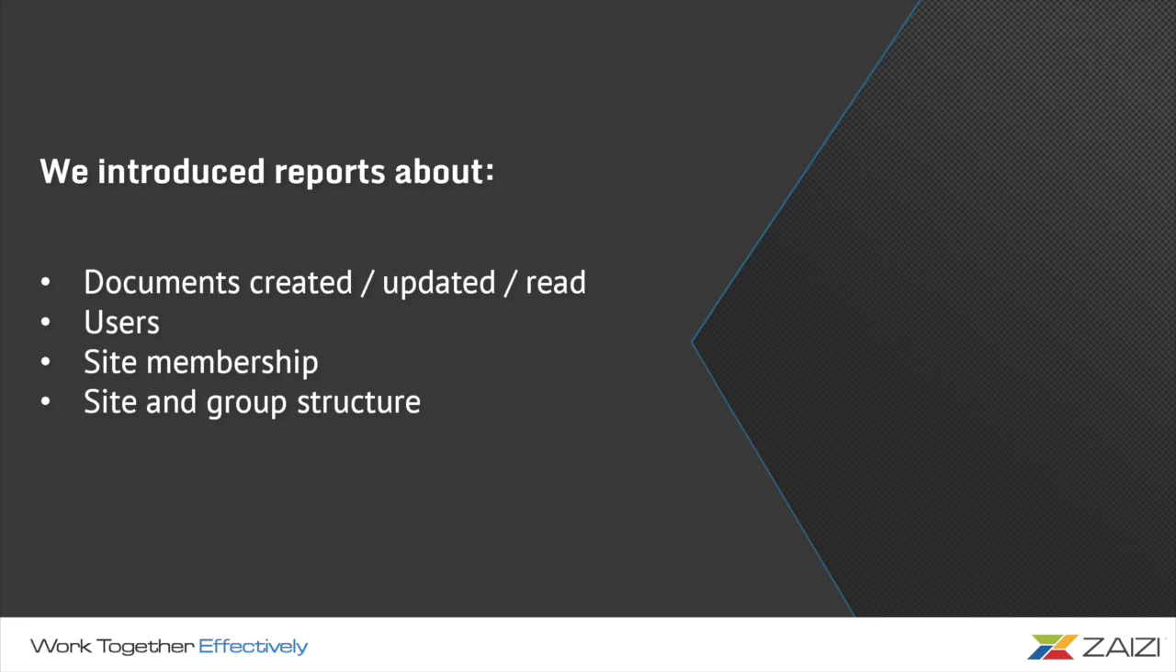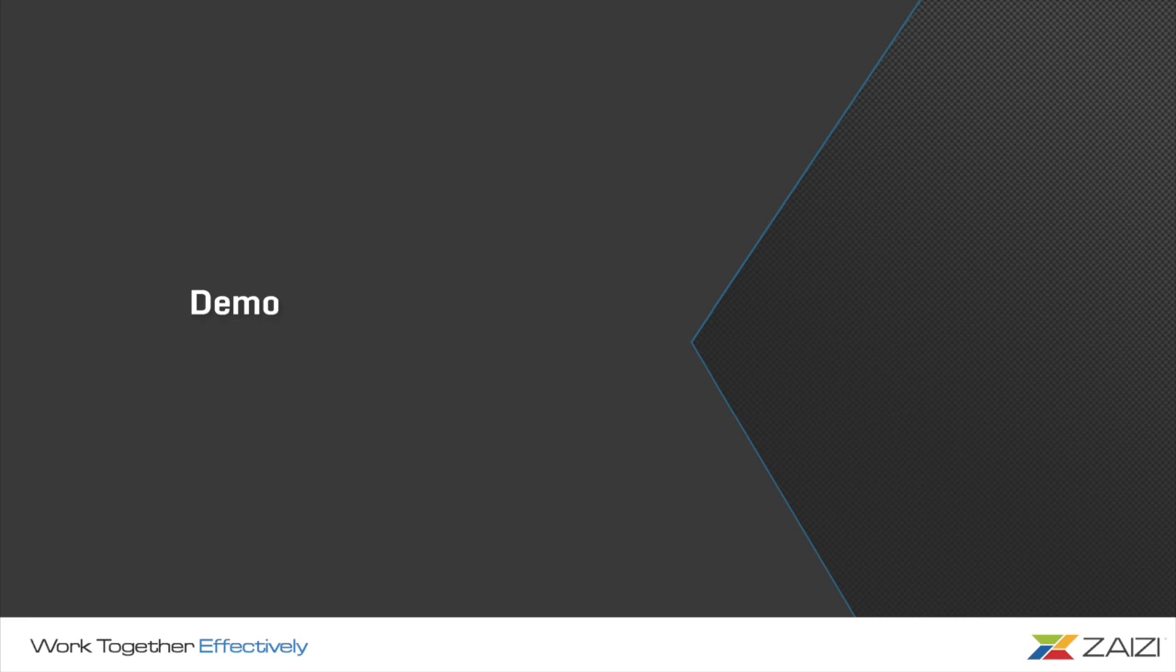There are reports about site membership. This is something that is not tracked in Alfresco. Alfresco doesn't track basically how a user joined a site and who granted this permission. Finally, we have some reports about site and group structure, to have this structure in a single view. That's something that you generally have in Alfresco, but you need to navigate through the whole structure. Here we are at the time of the demo, and Abina will present it to us.